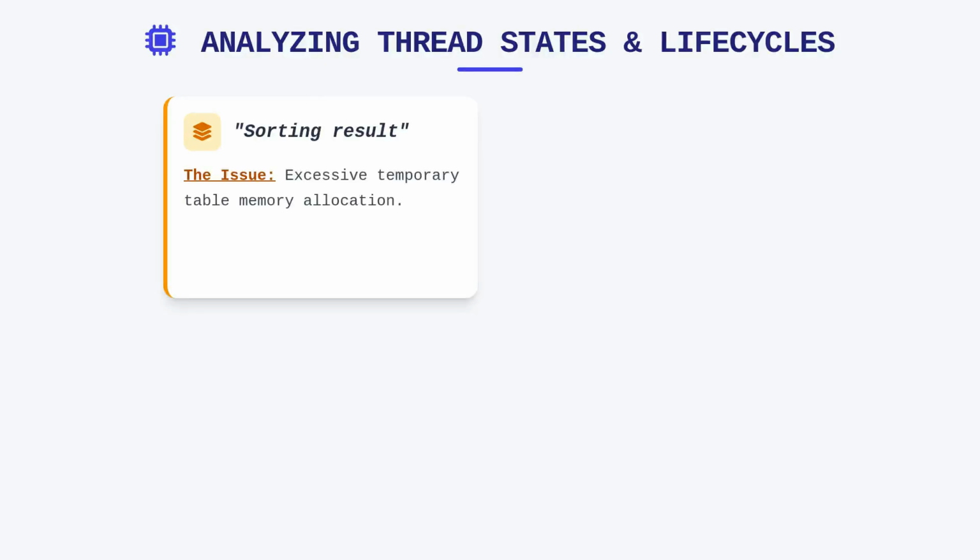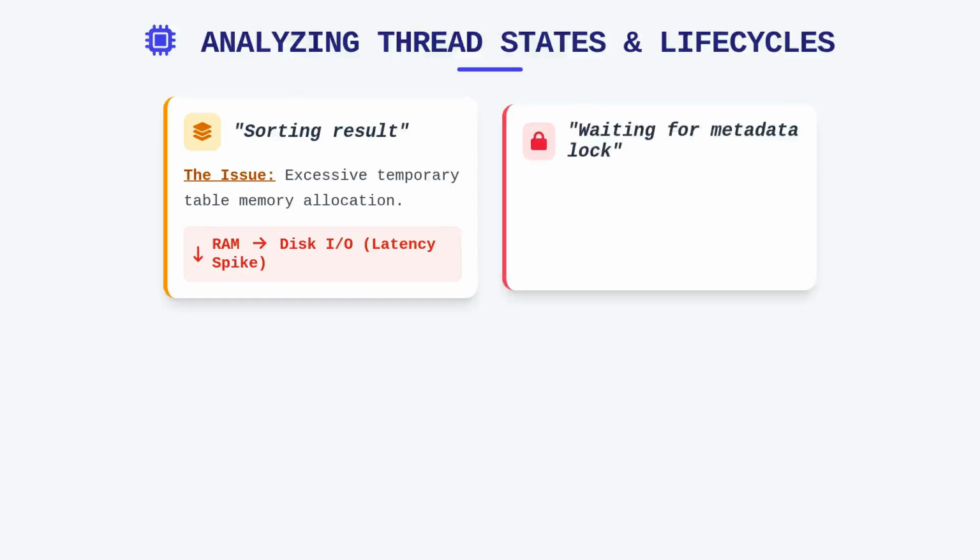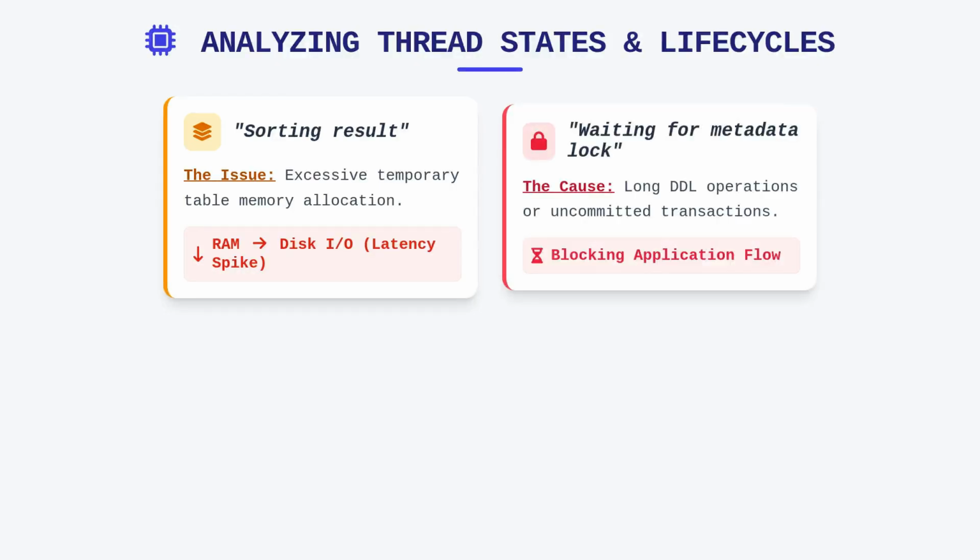As you analyze thread states, look beyond the immediate duration and evaluate the specific lifecycle stage of the connection. A process stuck in sorting result often points to an excessive amount of memory being allocated for temporary tables, which may be hitting the disk rather than staying in RAM. When threads remain in waiting for table metadata lock, you are likely dealing with long-running DDL operations or uncommitted transactions that are holding up the rest of the application flow.